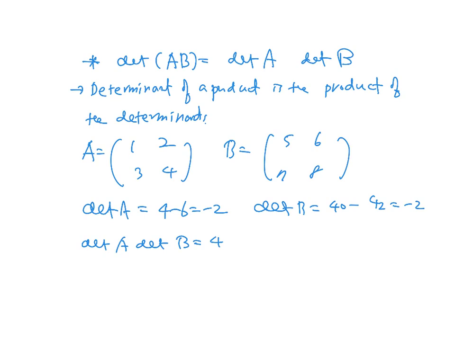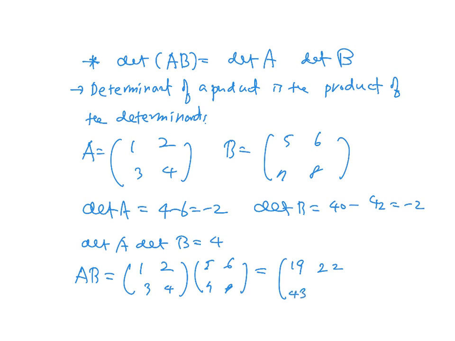On the other hand, AB: 1, 2, 3, 4, 5, 6, 7, 8. I think I have done that before, right? 13, 14. 5 plus 14 is 19. 6 plus 16 is 22. 3 times 5 plus 4 times 7 is 43. 18 plus 32 is 50, right?